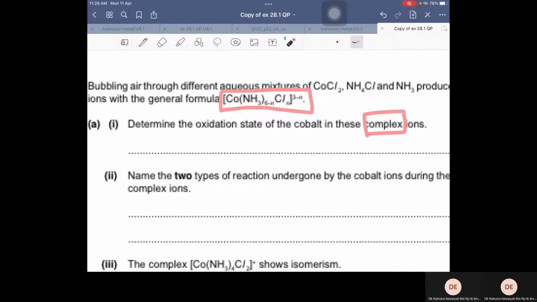Hazwan, where are you sitting? On a chair or on the floor? Okay.